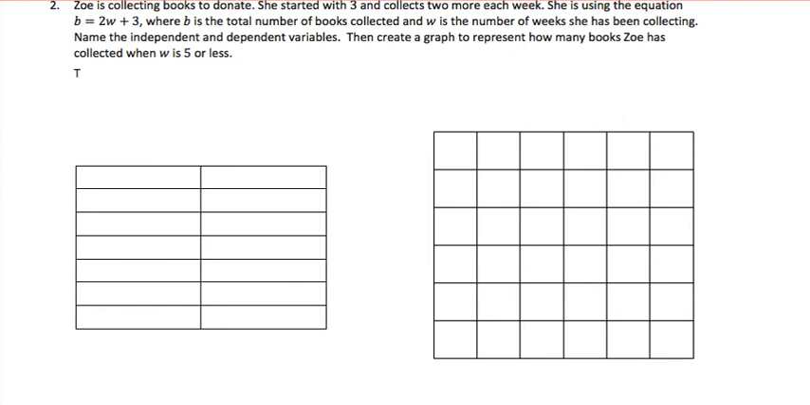So first we'll make the statement. The number of weeks is the independent variable. And the number of books collected is the dependent variable.